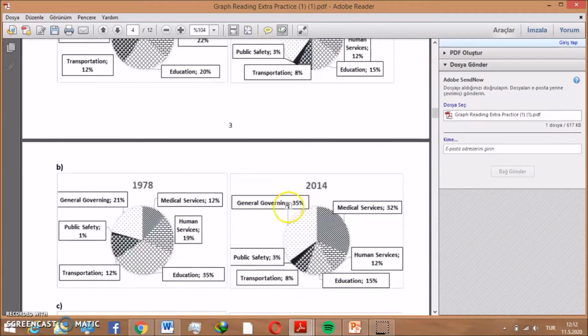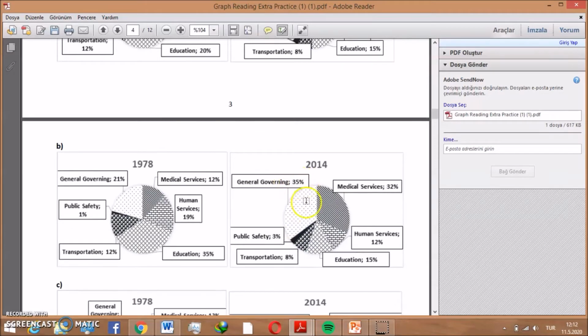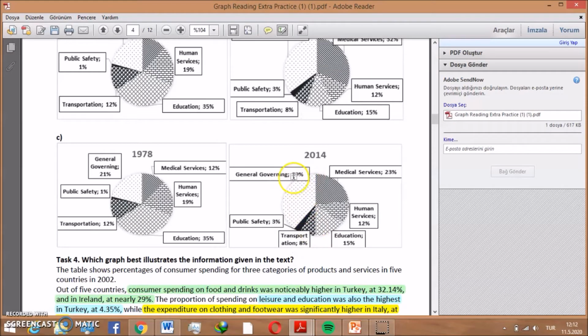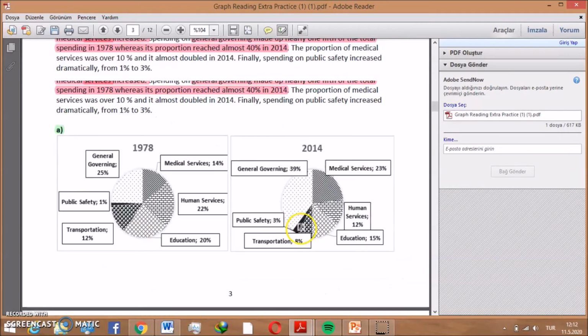Yes, but we are not checking A again. And yes, almost 40. This looks like a closer option because when we say almost, it should be really close to 40. But let's check more information.